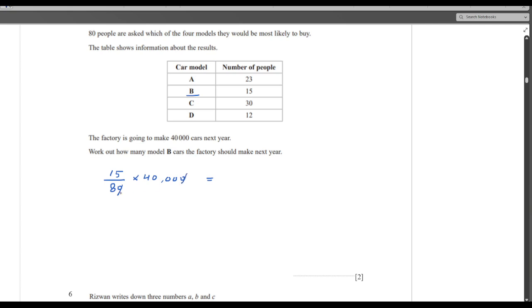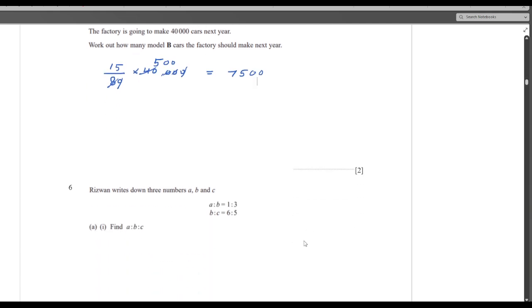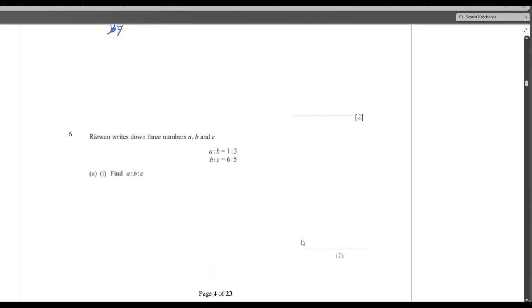So this 0 and 0 will cancel. 8 times 5 is 40, so this becomes 500. All this will cancel. Now 15 times 500, if you do, 15 times 5 is 75. So this is 7500. 7500 will be your answer.